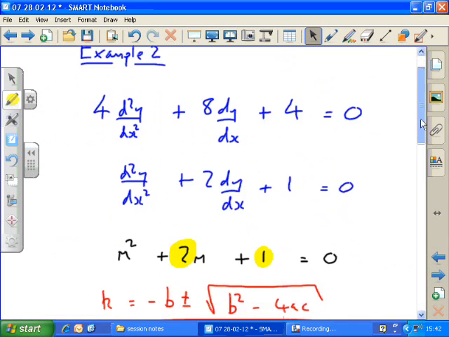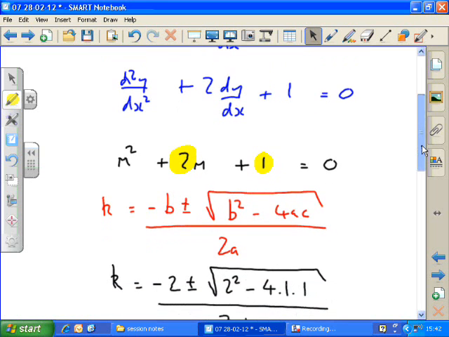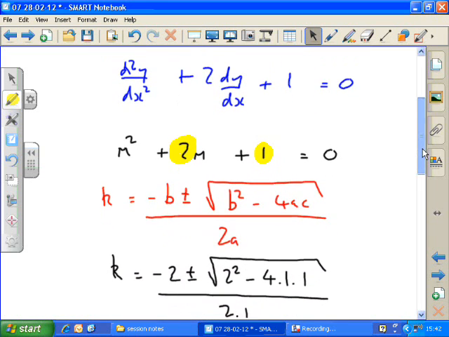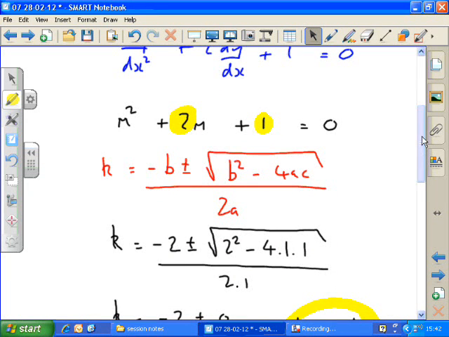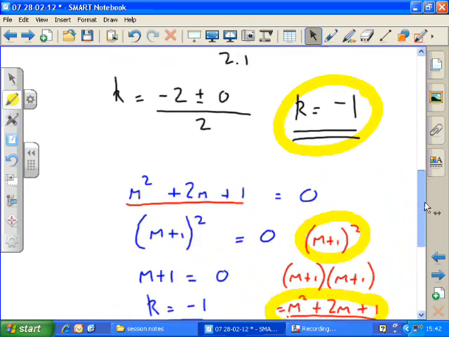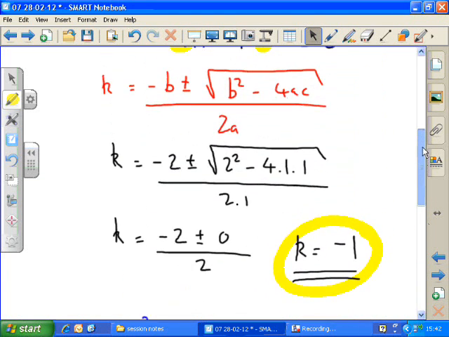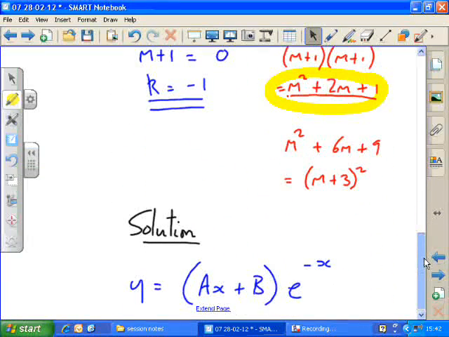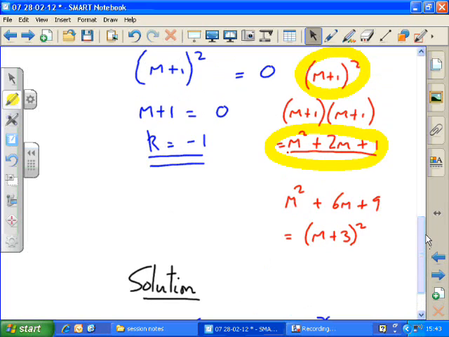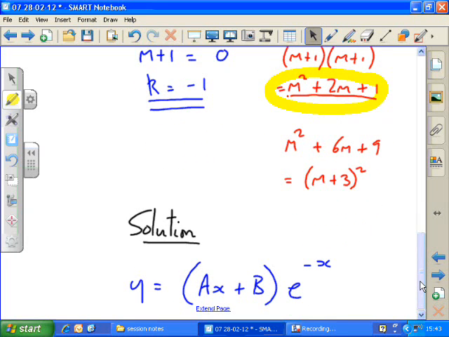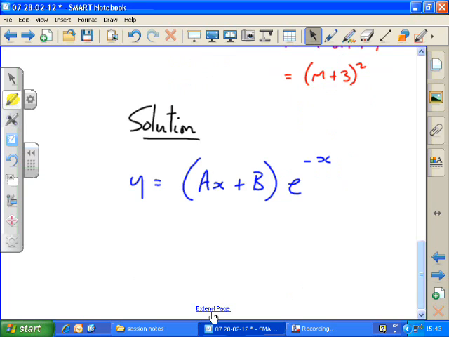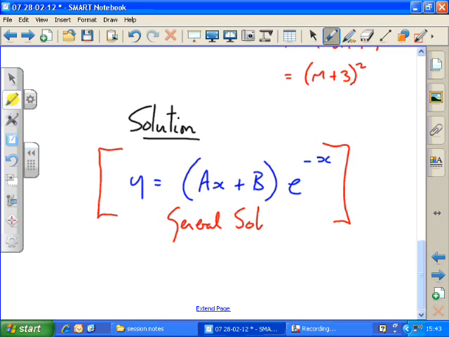So, example 2, divide by 4, look for the perfect square. And in this case, I've hit the jackpot, I have got a perfect square. So that means if I have recognized it, I can jump straight to this section here. If not, well, that's okay, I still get there, but I have to use this quadratic formula. Once I've got to the perfect square, I can very quickly find out what k is, minus 1, and then put it into the solution. Again, this is our solution, and I'm given no boundary or initial conditions, so I can't find the values of a and b, so this is a general solution.